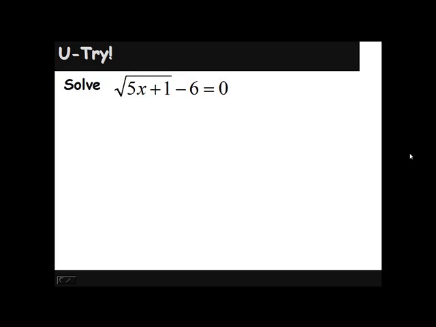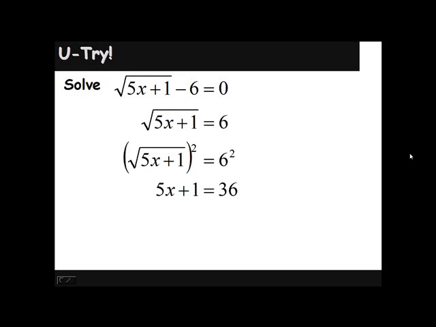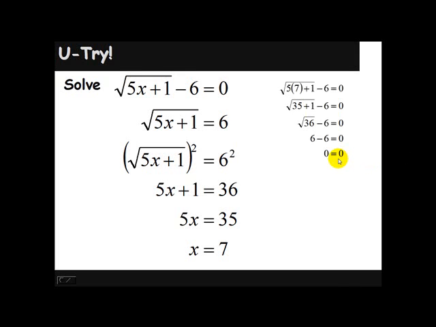Alright, I would first add 6 to both sides, square both sides to get rid of the radical, and then solve the linear equation that's left. We're going to subtract 1 from both sides, divide by 5, and then check the answer. We have to check the answer to watch out for those extraneous solutions. So we put 7 everywhere there's an x. Do the calculation, we get 0 equals 0, which is a true statement. Therefore, the answer is right and it can't be wrong.